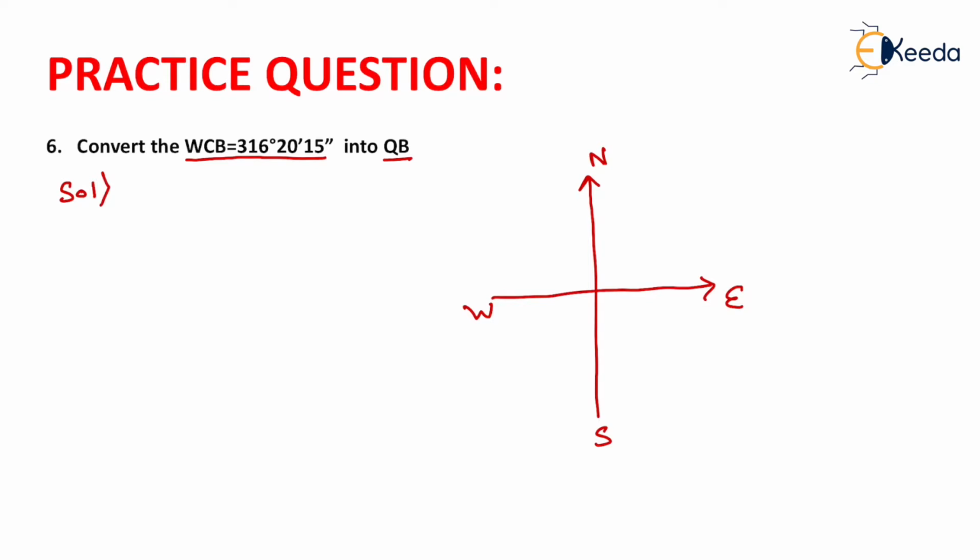Now if we want to measure the whole circle bearing which is equal to 316 degree 20 minutes 15 seconds, then it will lie somewhere here, and this angle is 316 degree 20 minutes and 15 seconds, because this is 0 degree, this is 90 degree, this is 180 degree, and this is 270 degree.